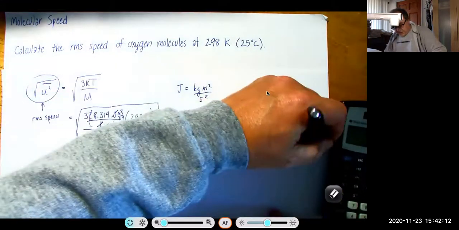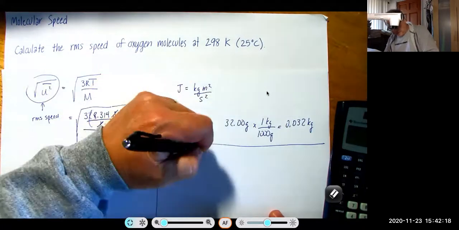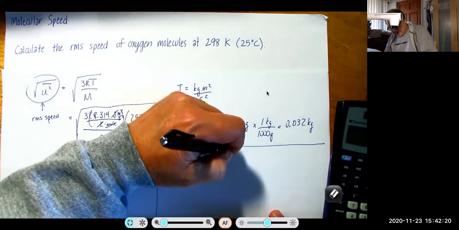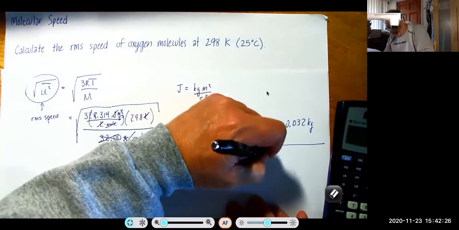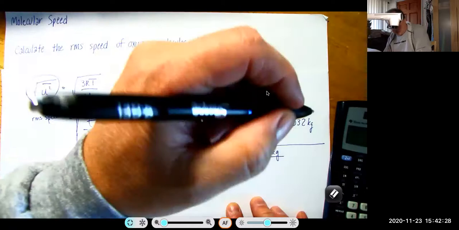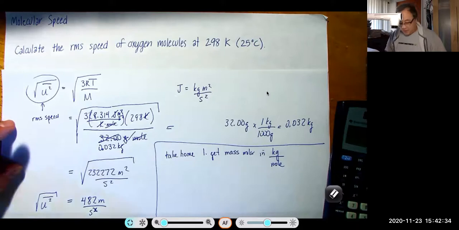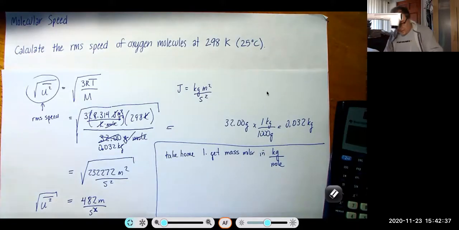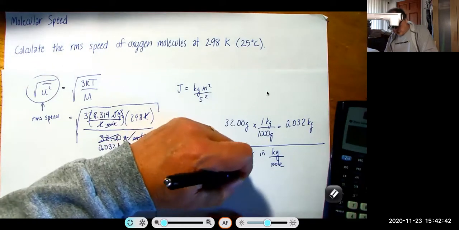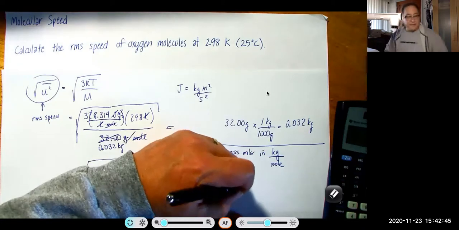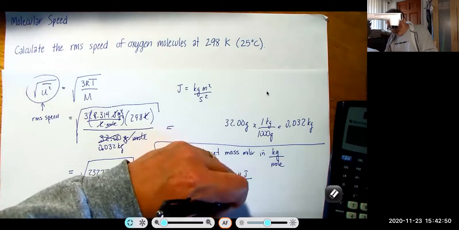So what is the take home here? The take home: one, get the molar mass in kilograms per mole. Okay, we want kilograms per mole rather than grams per mole. That's the real take home. And then of course you need to remember that R is equal to 8.314 joules per mole per K. And the temperature has to be in Kelvin. And then you're good to go.